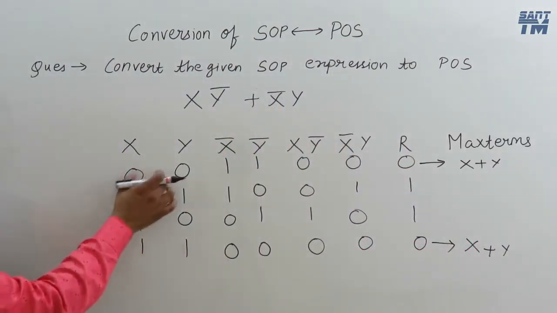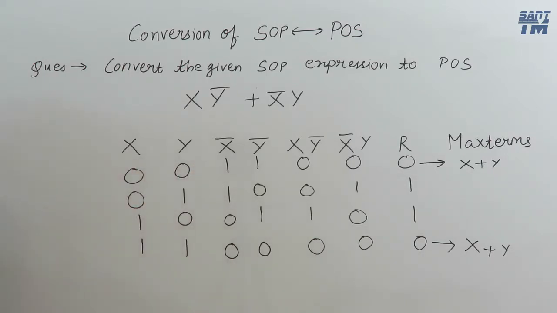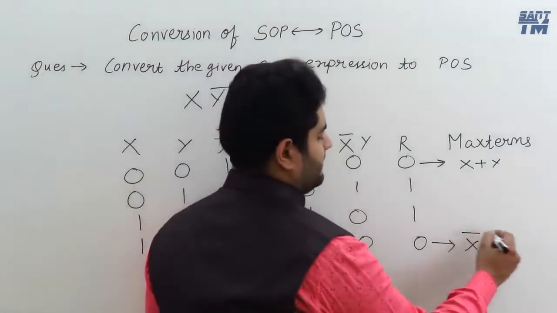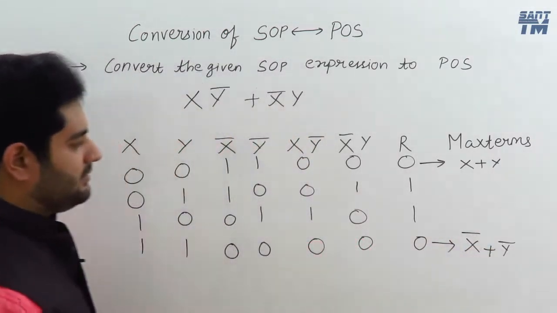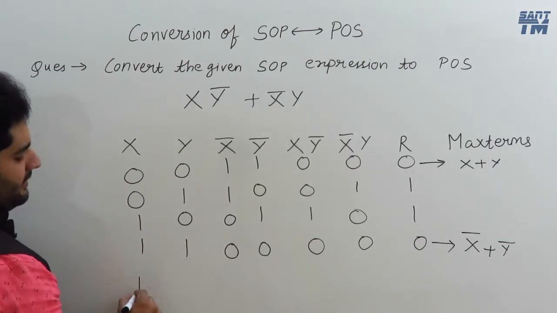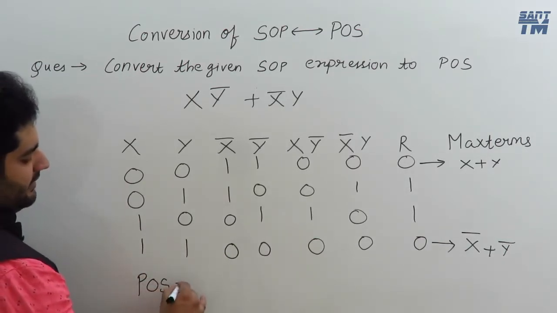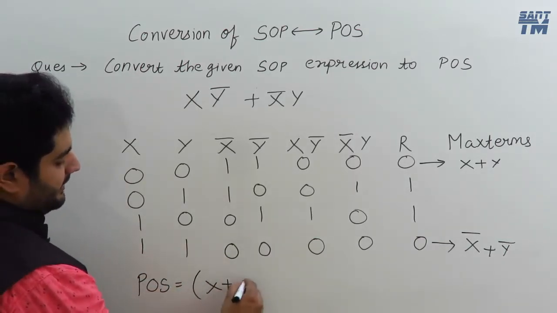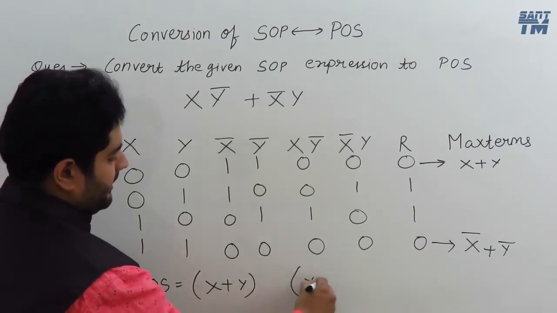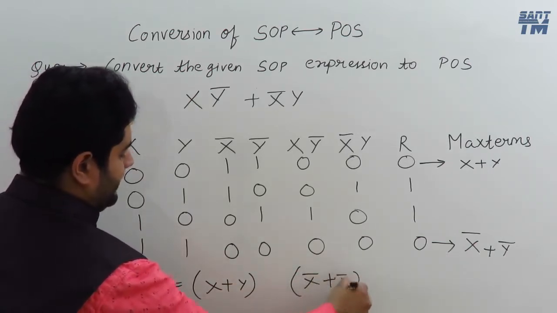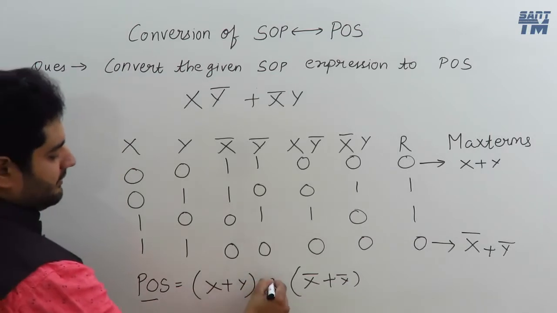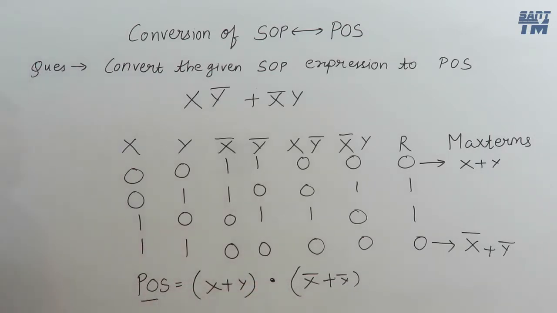So x, y, they both are 0, so there will be no bar. In the last row, x and y both are 1, so there will be a bar on both of them, x bar and y bar. So we can write the equivalent POS as x plus y, x bar plus y bar. As I have to write the product, so I put a product sign. This is the required POS expression from the given SOP expression.